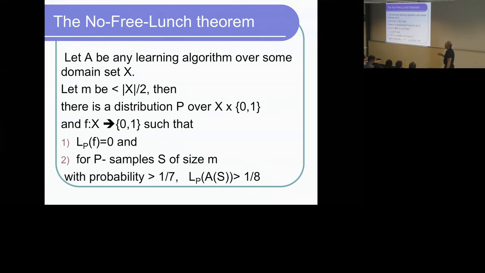So it kind of says, if we define learning as being able to draw conclusions while seeing less than half the universe, if that's our definition of learning, then for every learner, there is a phenomenon that could be learned, but your learner missed it. Your learner is going to make, with significant probability, a significant error. That's the no free lunch theorem.